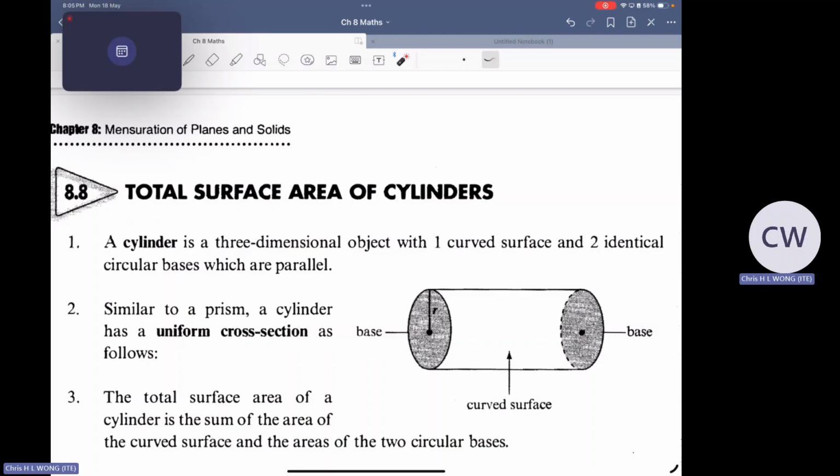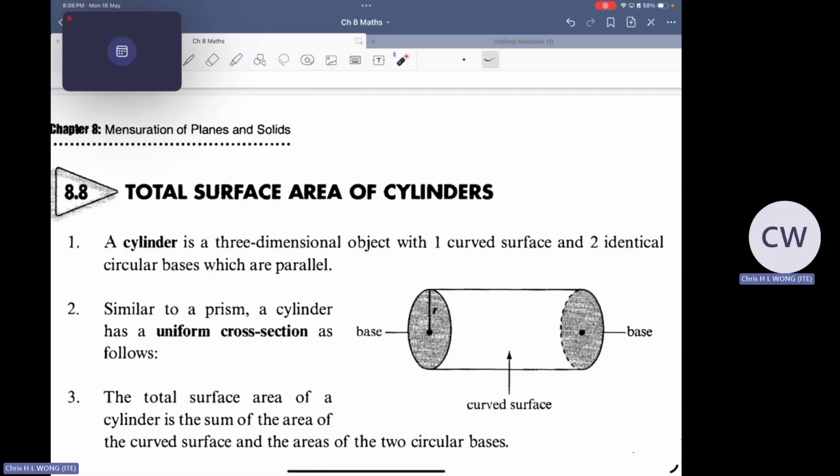Now, if I ask you to find the surface of the cylinder, the surface is curved, you know. How do you find the surface of the cylinder? You cannot use a measuring tape, right? If it's a flat surface, no problem, am I right? But this is curved.